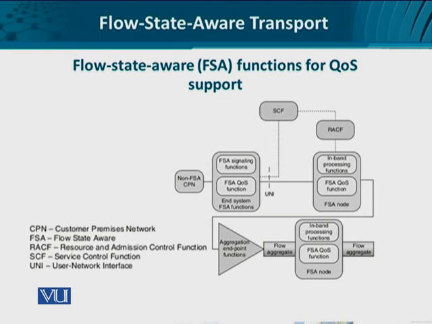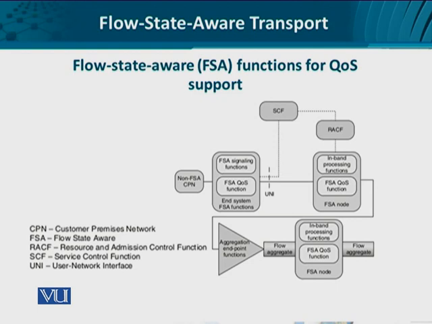In-band signaling actually is something that we'll shortly talk about, and then QoS functions. Then we see that this flow, which is emerging from the non-FSA customer premises network, is entering into an aggregation endpoint function. So it means some kind of aggregation is taking place, which is accumulating all the flows and creating a flow aggregate. Now this flow aggregate is a big fat pipe, which is again passing through the FSA nodes, routers, and switches to perform the same in-band network processing for signaling and QoS functions.